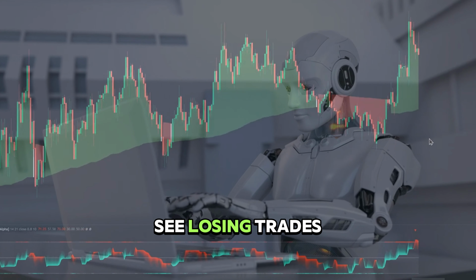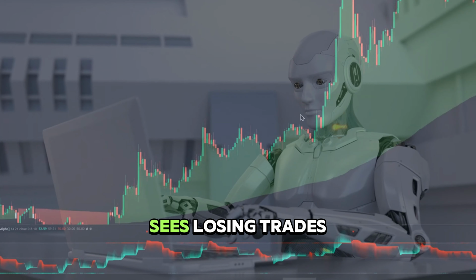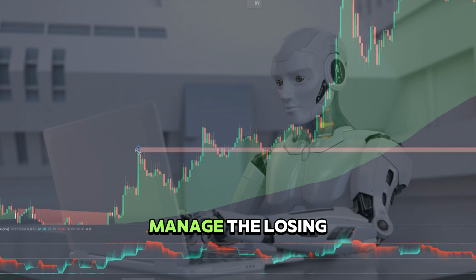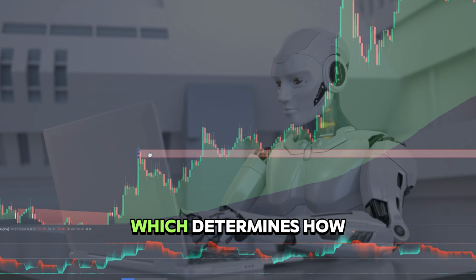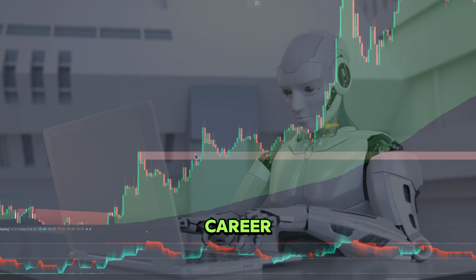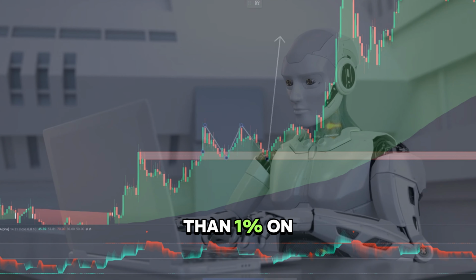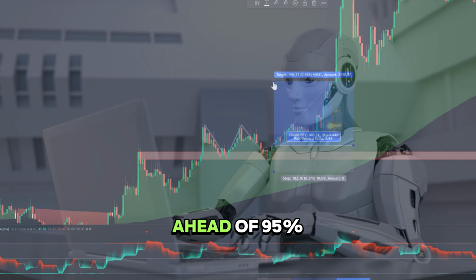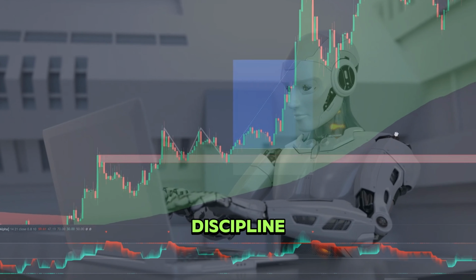Yes, you will see losing trades, but every trader in the world sees losing trades. It's how you manage the losing trades with your money management which determines how far you will go in your trading career. Never risk more than 1% on a trade, and with a system like this you will be ahead of 95% of those who just have no discipline.